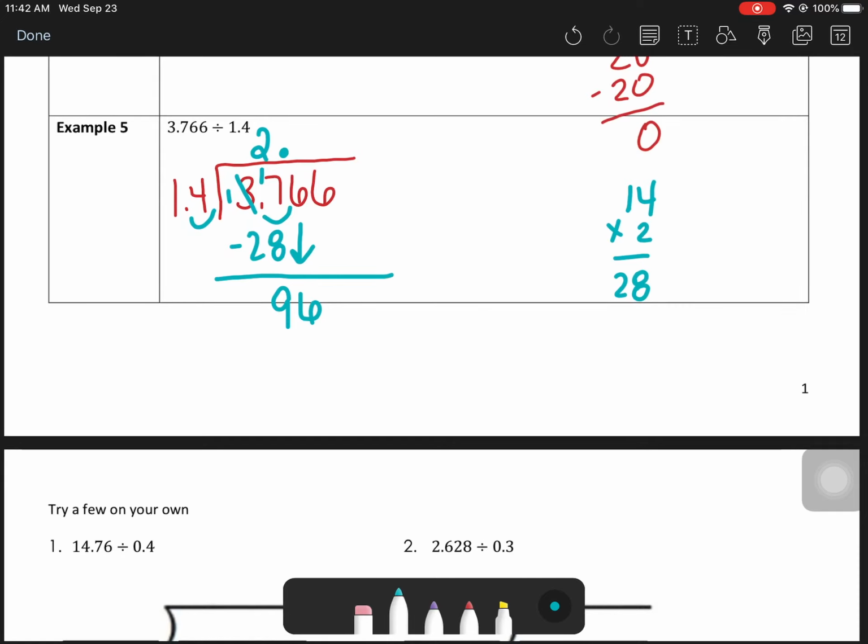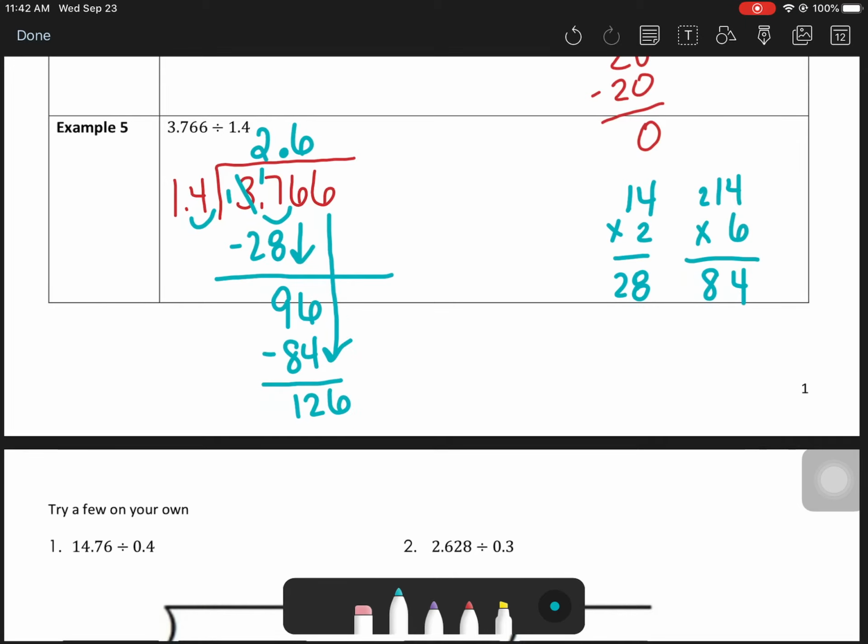So now we have to figure out how many times 14 goes into 96. So we could estimate, I'm going to say 6 times. 6 times 4 is 24. Bring the 2. 1 times 6 is 6 plus 2 is 8, so 84. So I subtract 84. And we know that 14 doesn't go into 12. Make sure we put our 6 up here. We're going to bring down the other 6.